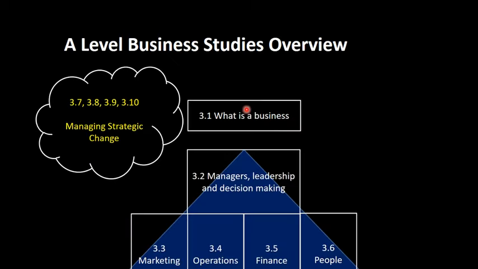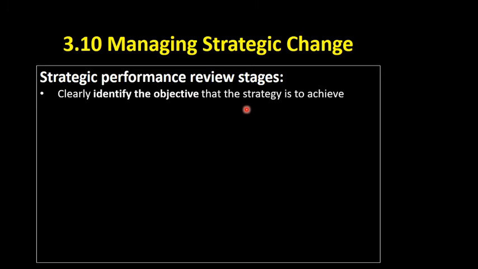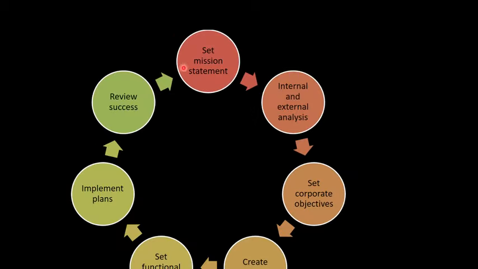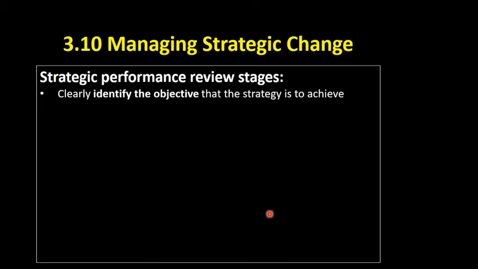So what do we need to do in order to evaluate our strategic performance? Well, the first thing that we need to do is we need to clearly identify the objective that the strategy is meant to achieve. So if we look at this, the first thing that we do is we set a mission statement, and that sets out what the organisation is trying to achieve. From that, once we've conducted our internal and external analysis, which we looked at in Unit 7, we then set really clear corporate objectives before we create our strategy. So the first stage in reviewing a strategy is, do we have a really clear idea of what we're trying to achieve?